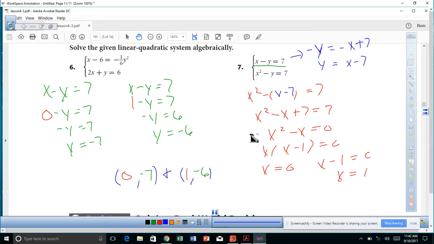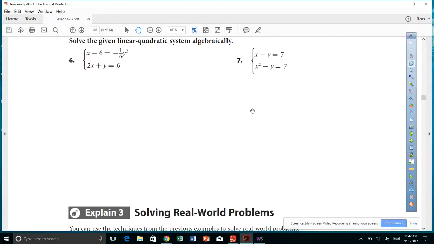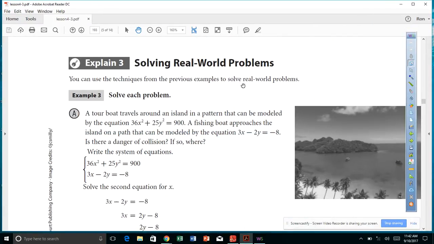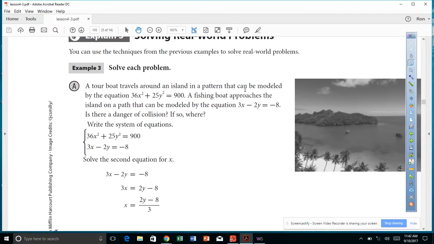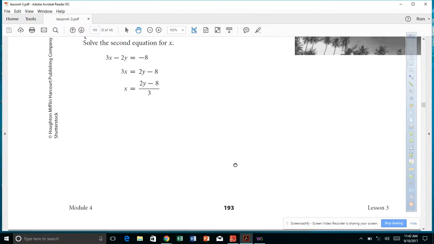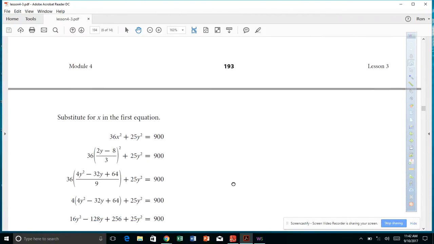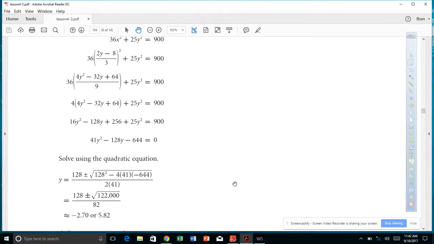All right. Cool. You can use the techniques from previous examples to solve real-world problems. I'll let you read through A, and when you get back, we'll do B together.